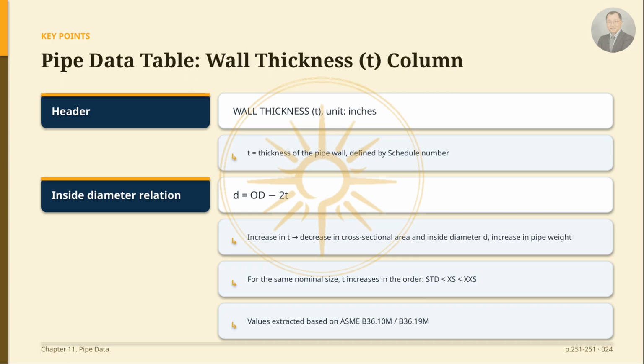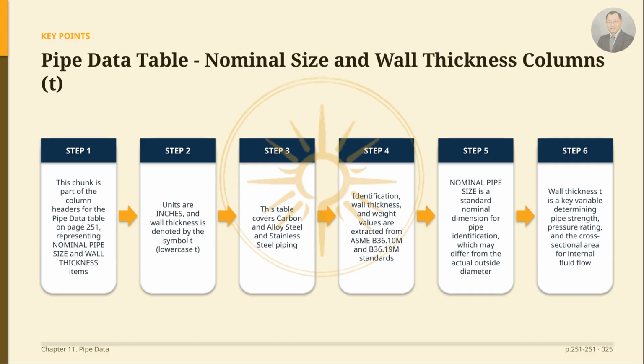For the same nominal diameter, XS is thicker than STD, and XXS is thicker than XS. All these values are extracted from the ASME B36.10 and B36.19 standards. This slide covers the nominal pipe size and wall thickness columns from the pipe data table on page 251, showing the standard dimension system according to ASME B36.10 and B36.19.